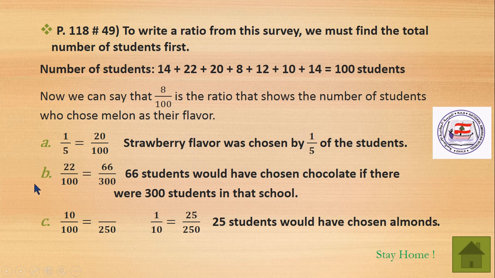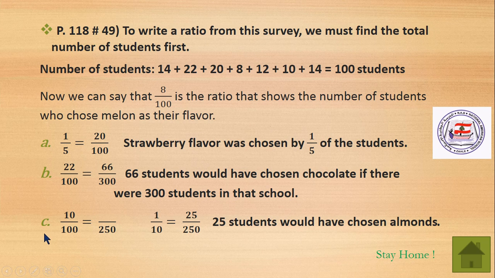Part B. They say here, if the school has 300 students and the ratio of the choices remains the same, then how many students would have chosen chocolate? Now, in this survey, 22 students have chosen chocolate, but out of 100. If this has to become 300, then how many students will choose chocolate? 100 times 3, 300. 22 times 3, 66. Now 66 students would have chosen chocolate if there were 300 students in that school.